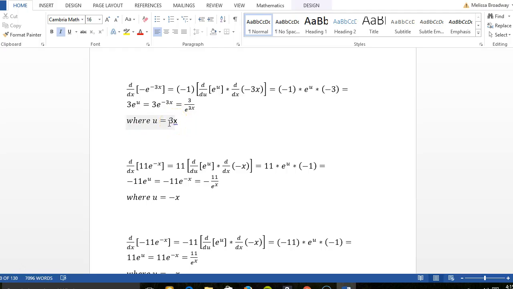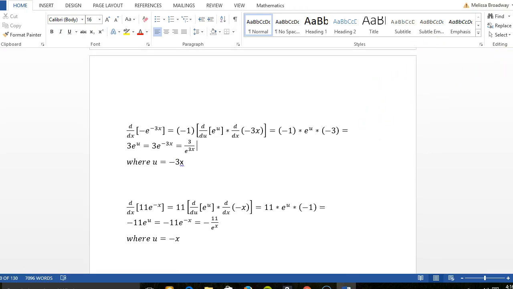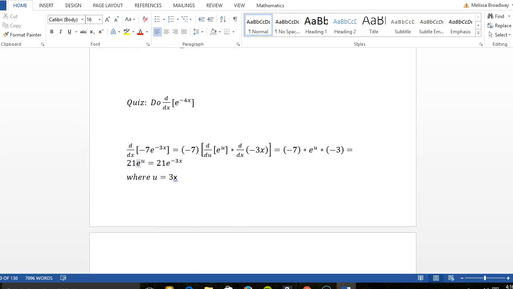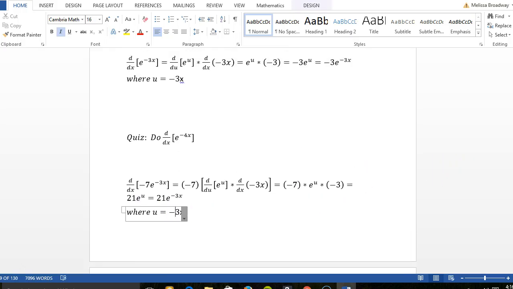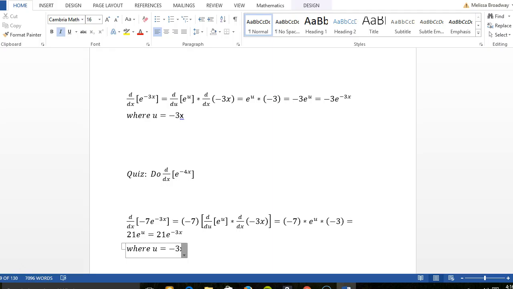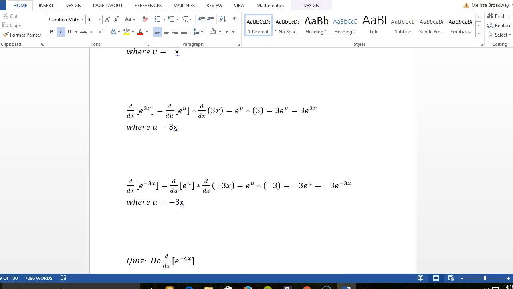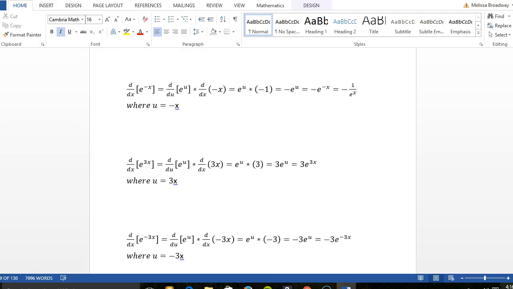Now this time my u is negative 3x. I'm actually wrong there, sorry. So it's negative 3x. I don't think I messed up anywhere else though. And yep, I messed up here too. U should be negative 3x. Sorry about that, guys. Oops. U is negative 3x there. Yikes. But after that, I'm good. Yep. That's good. Okay, everything else is good to go.